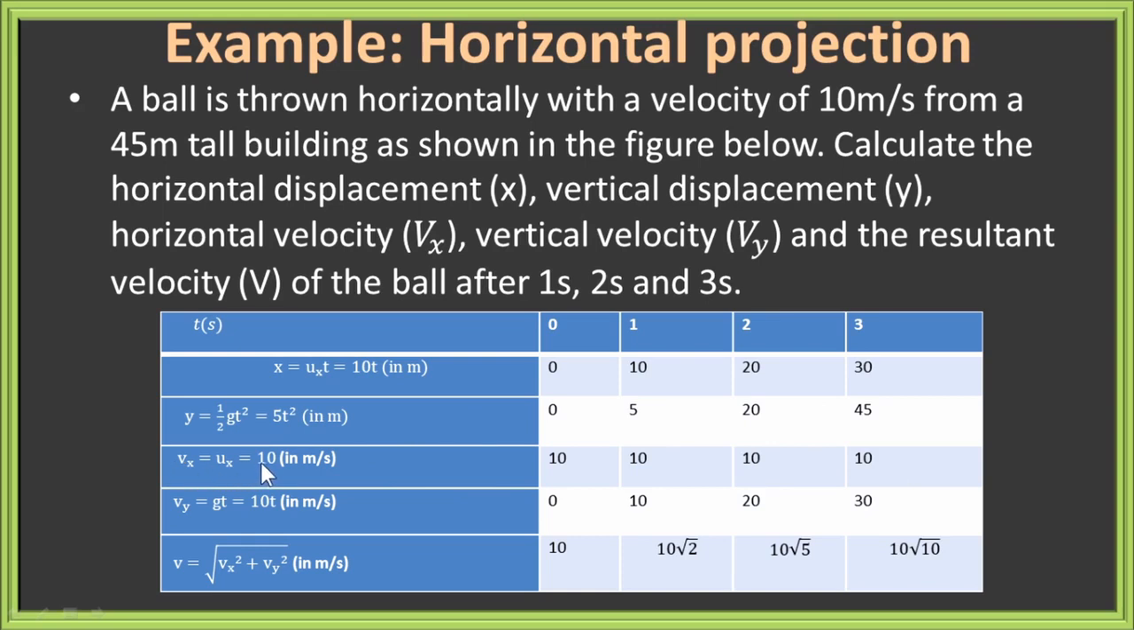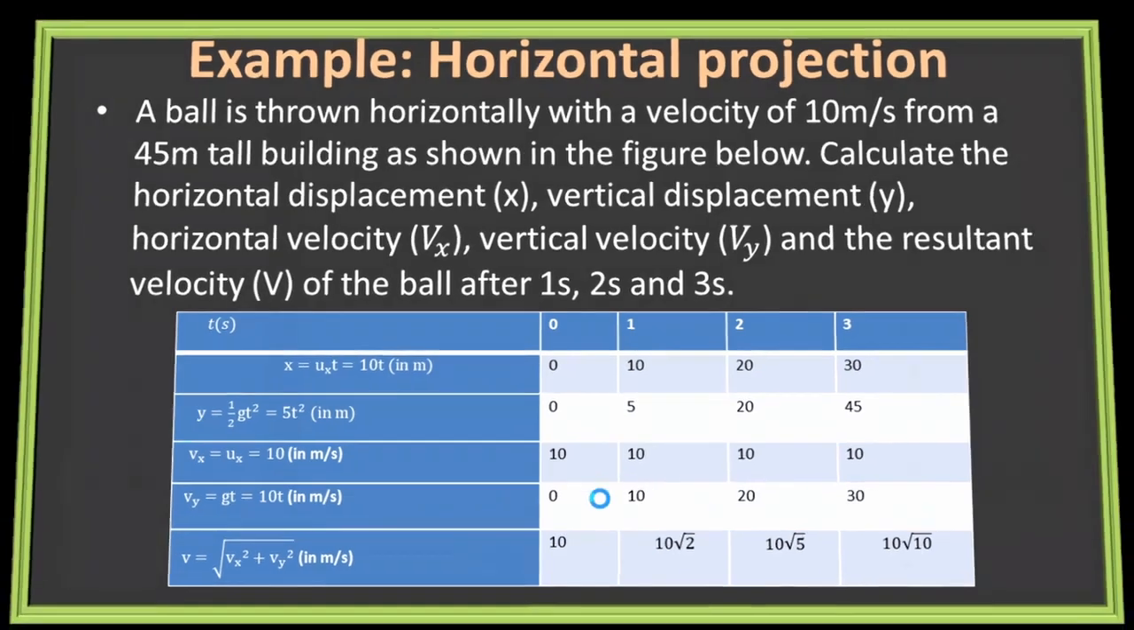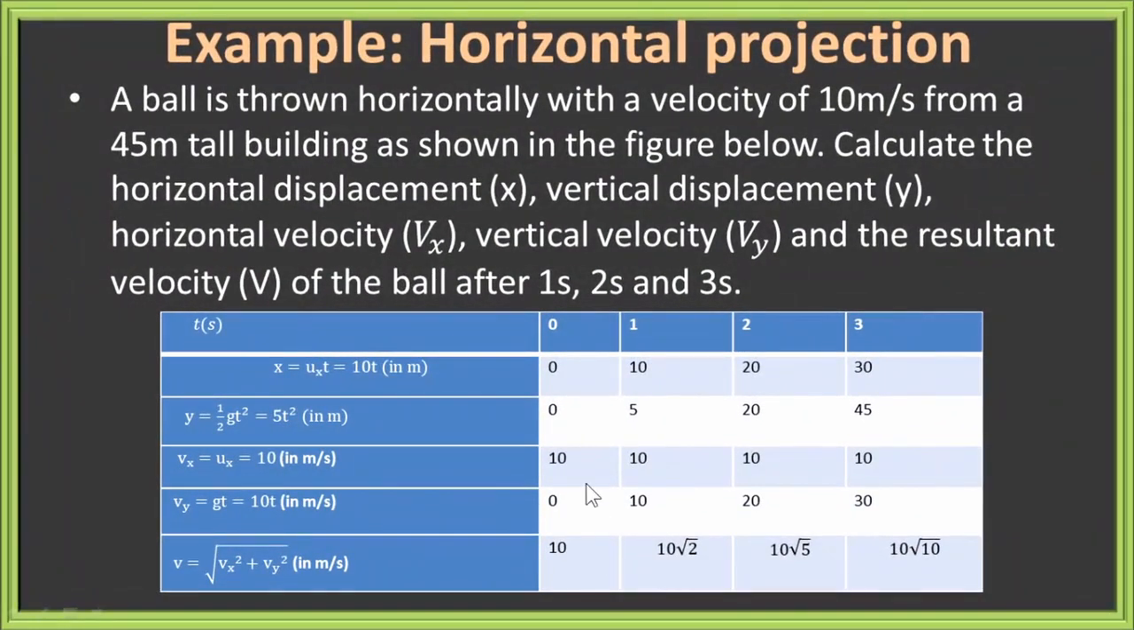Vx is equal to ux, which is 10, meaning it is constant. 10, 10, 10, 10. That is why we say the horizontal motion of a projectile is uniform motion. Vy is gt, which is 10 times t, because uy is 0. 10 times 0 is 0, meaning the initial velocity is 0. After 1 second, it has a velocity of 10. After 2 seconds, 20. And after 3 seconds, 30. The horizontal velocity is constant. The horizontal acceleration is 0. The vertical velocity increases at a constant rate. Look, 0 to 10 increases by 10, 10 to 20 increases by 10, 20 to 30 increases by 10. This indicates that the acceleration is 10.